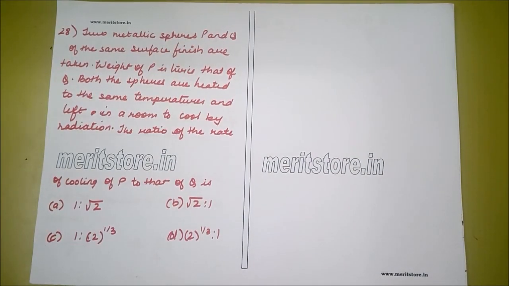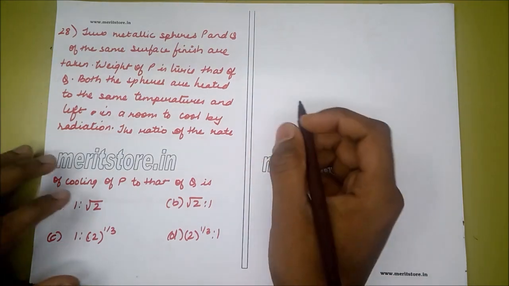Two metallic spheres P and Q of the same surface finish are taken. The weight of P is twice that of Q. Both the spheres are heated to the same temperature and left in a room to cool by radiation. The ratio of the rate of cooling of P to that of Q is? The options given are 1 is to root 2, root 2 is to 1, 1 is to 2 raised to 1 by 3, and 2 raised to 1 by 3 is to 1.